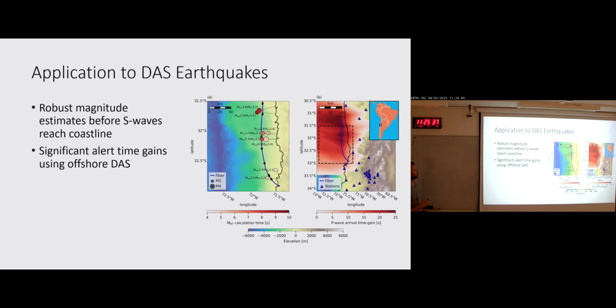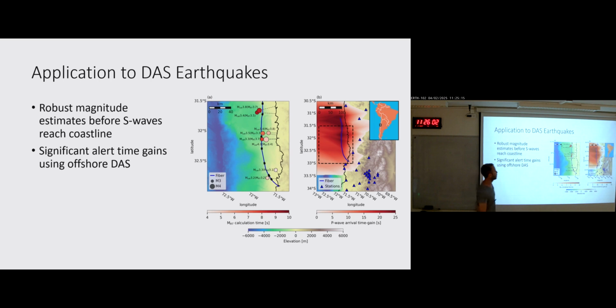Another 2 interesting results from this study. This is from the Chile data set. The fiber is deployed here from the on-land location and goes relatively parallel to the coastline. These are several earthquakes recorded along the fiber, and at the time that the S waves reach the shoreline, we already have a reliable estimate of the magnitude. So here we have catalog magnitude and real-time magnitude, very small discrepancy between the two.